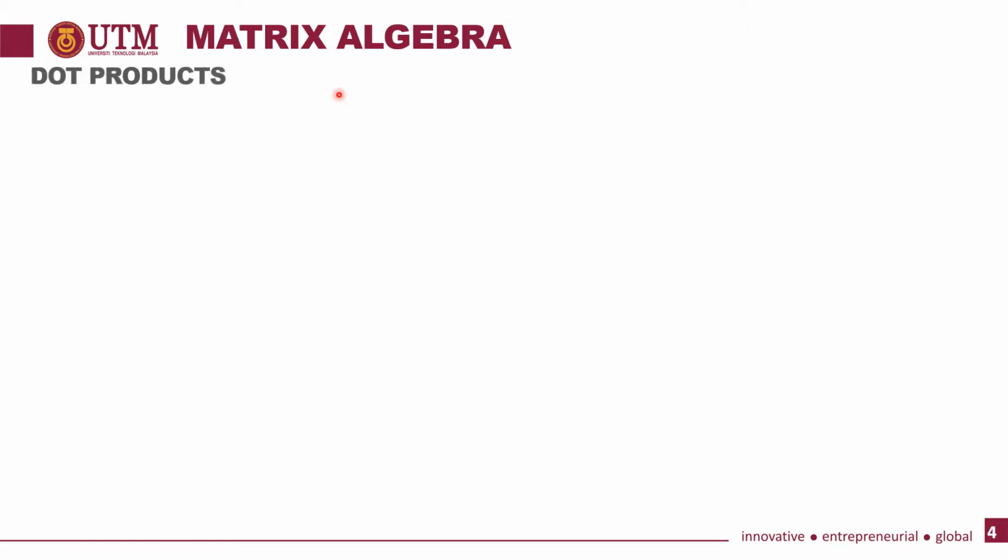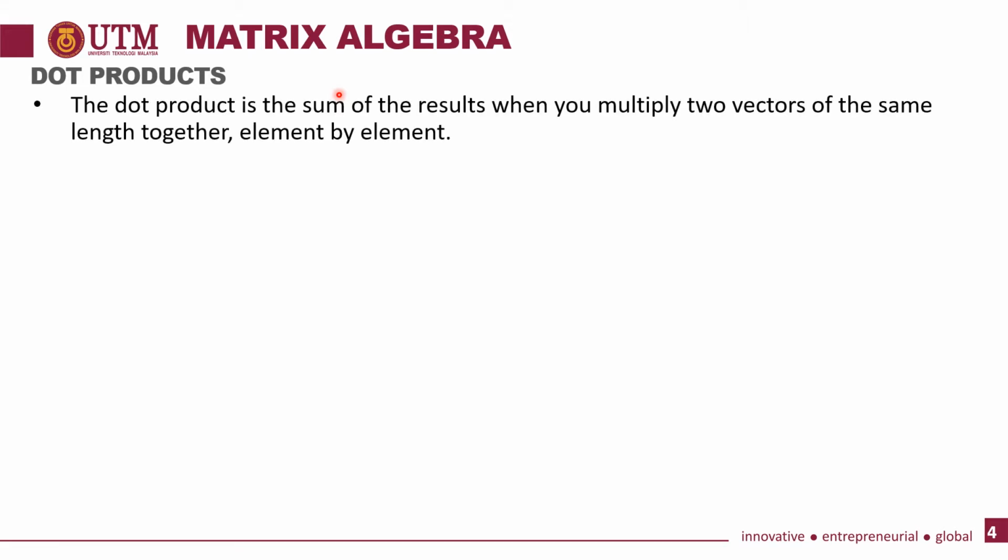For the first part of today's lesson, we will learn about dot products. So what is actually a dot product? The dot product is the sum of the results when you multiply two vectors of the same length together, element by element. In the dot product, you multiply the elements together and you sum it up, and that is called the dot product.